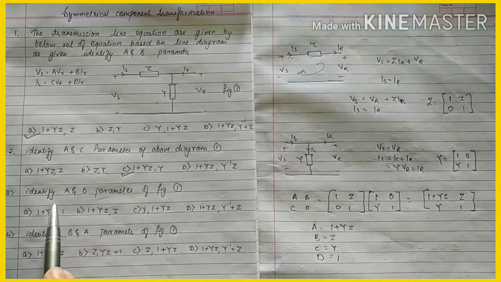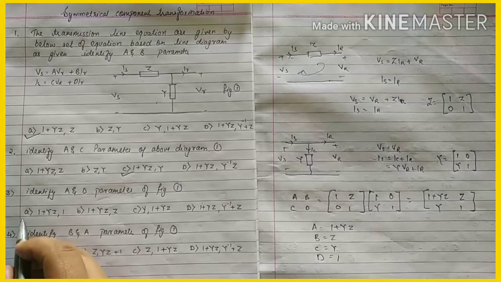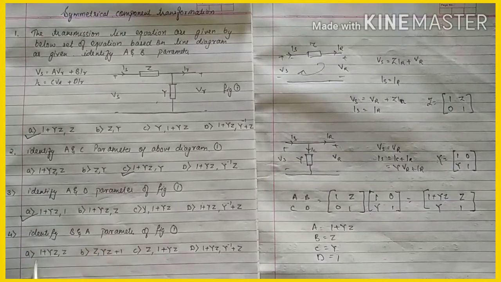Third question is identify A and D parameter. Okay, so we know that A is 1 plus YZ and the value of D is 1. So our answer will be A. Okay, 1 plus YZ and 1.